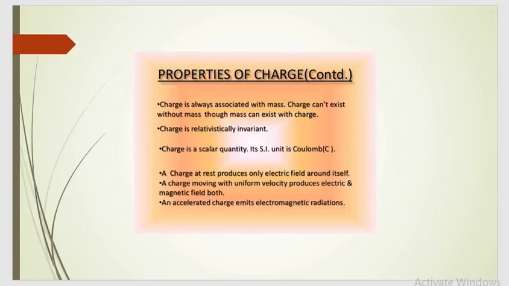Charge is always associated with mass. Charge can't exist without mass, though mass can exist without charge. Charge is relativistically invariant. Charge is a scalar quantity. Charge at rest produces an electric field around itself. Charge moving with uniform velocity produces both electric and magnetic fields. Accelerated charge emits electromagnetic radiation. These are a few basic properties related to charge.